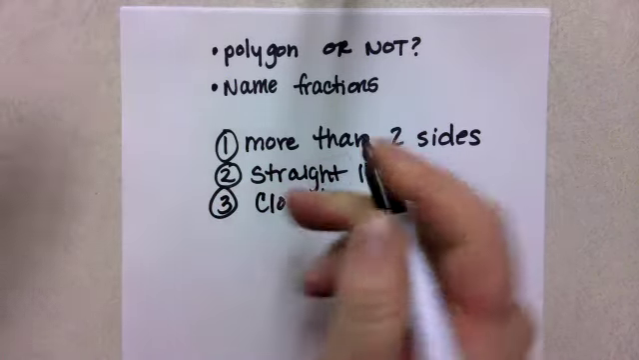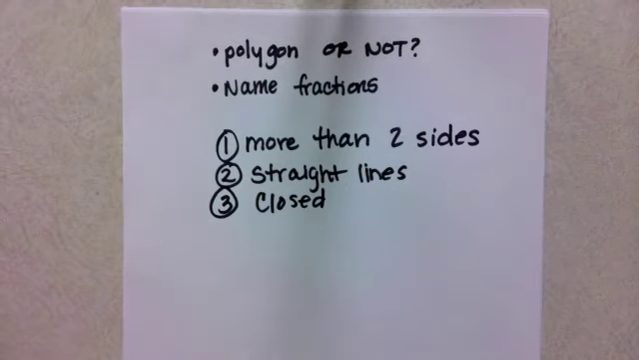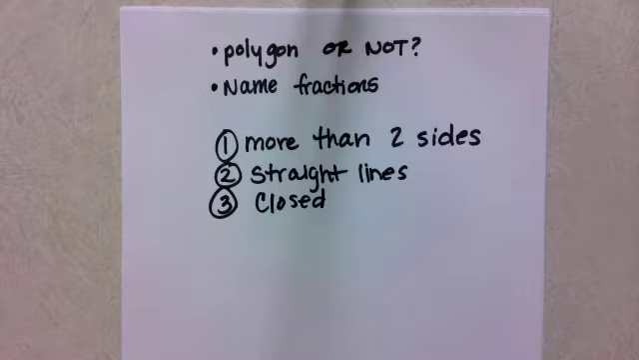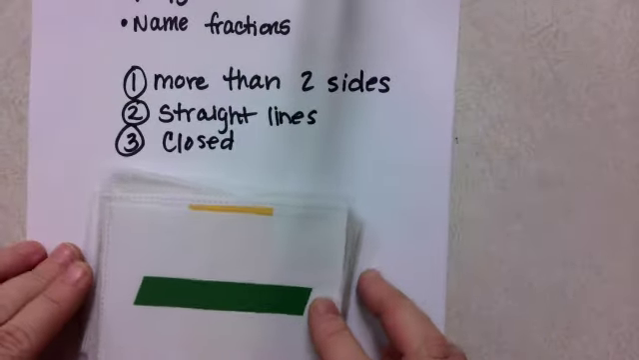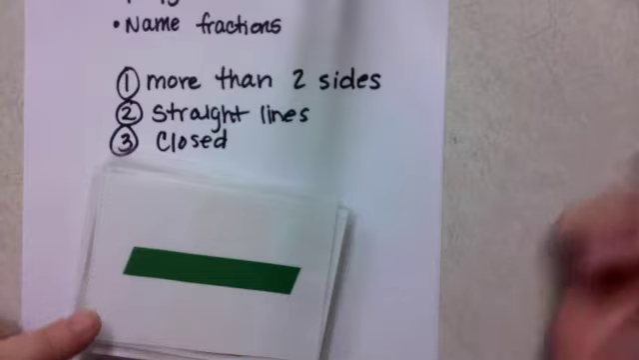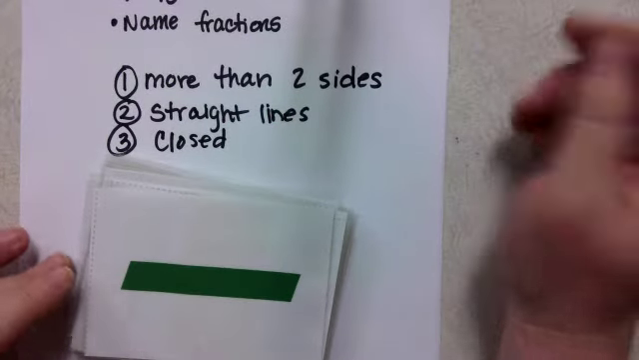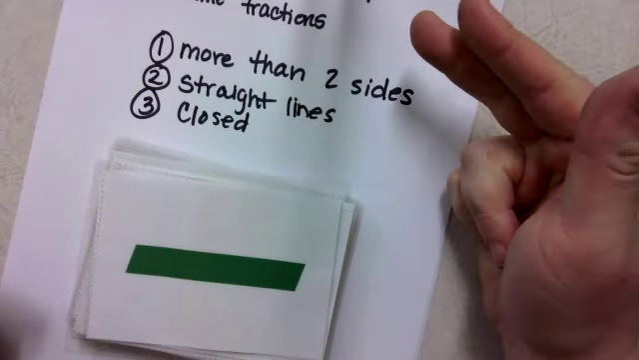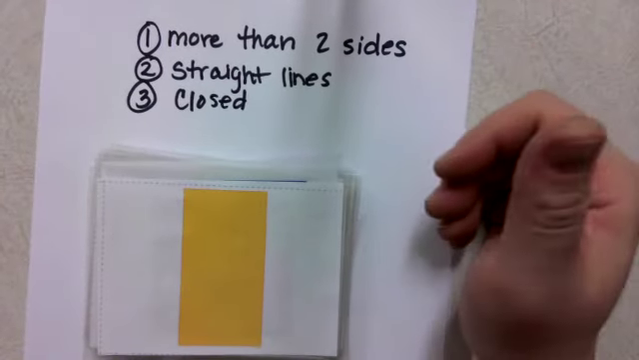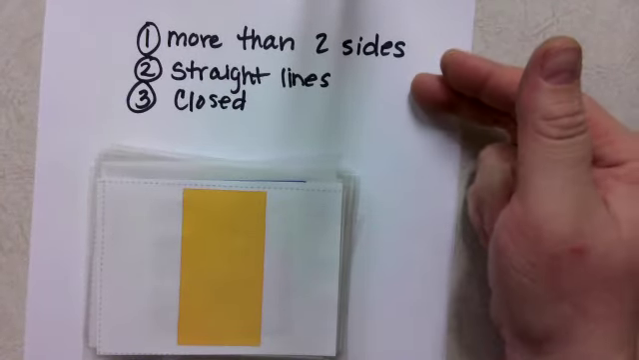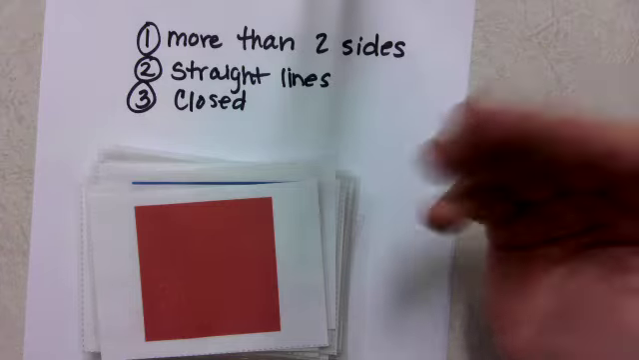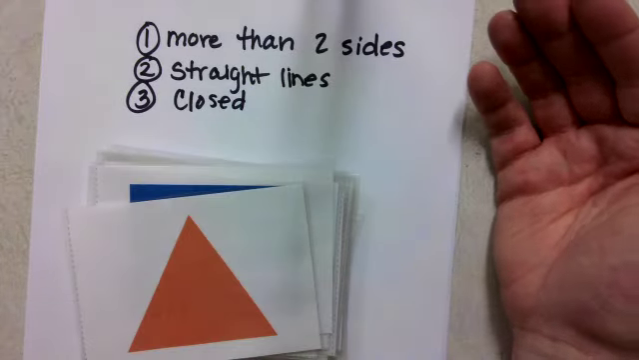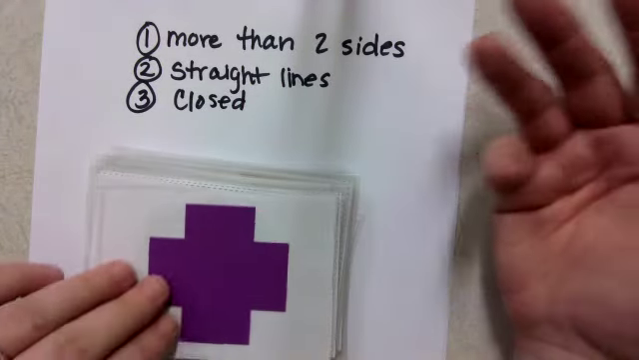So there's a stack of different cards. What you can do is just go around the table and show students the card and just ask polygon or not. So first one, ask that first student polygon or not. Yes, because, and then they would say it has more than two sides, it's made of straight lines, it's closed. Next student, polygon or not. Yes, more than two sides, straight lines, closed. And keep going through.